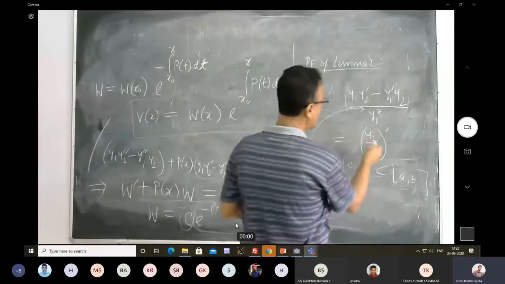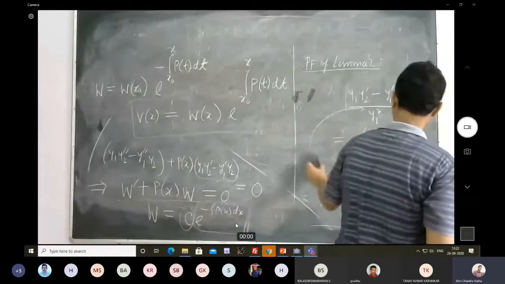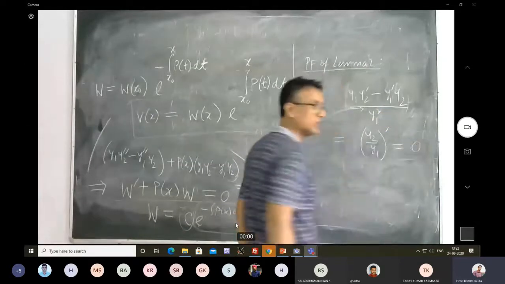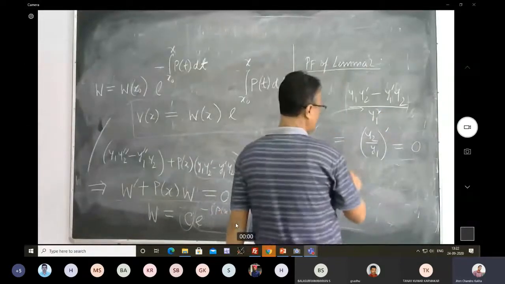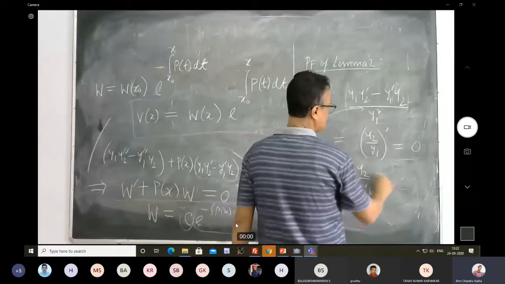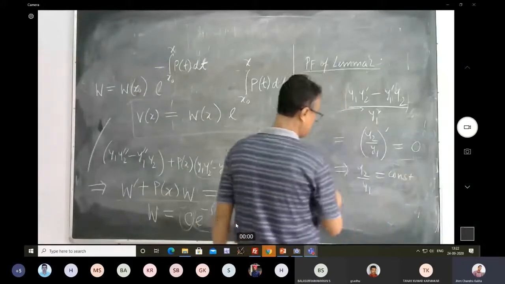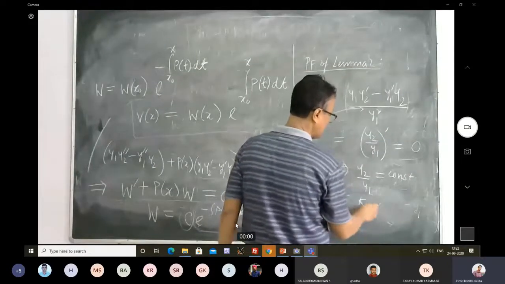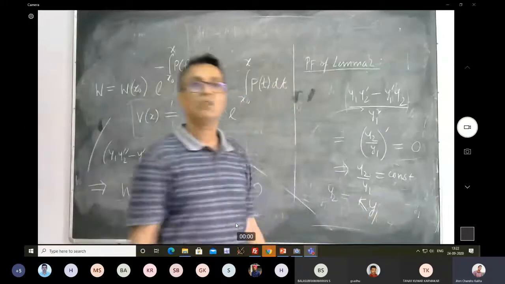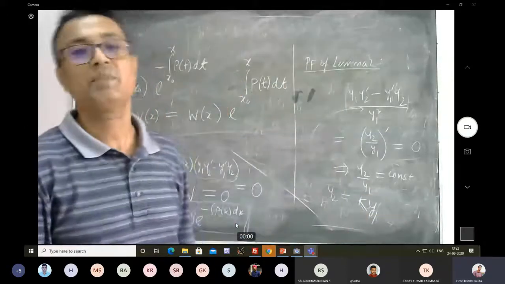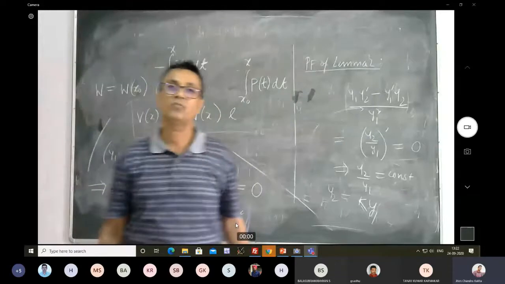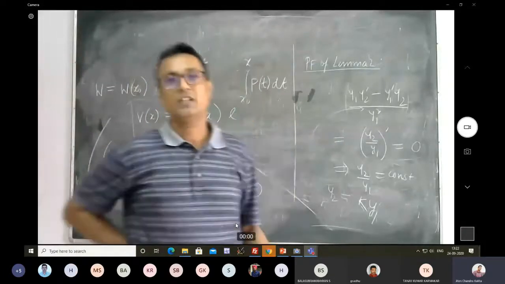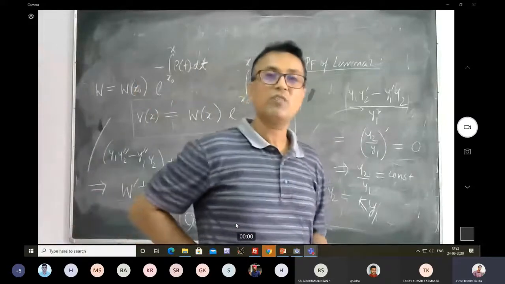Now I have been given that the Wronskian is 0. So from here, this is going to be equal to 0, isn't it? So this means y2 by y1 must be equal to a constant, right? So that means y2 equals some constant times y1. So that means y1 and y2 are linearly dependent. Is it okay? Fine? Isn't it? Right?